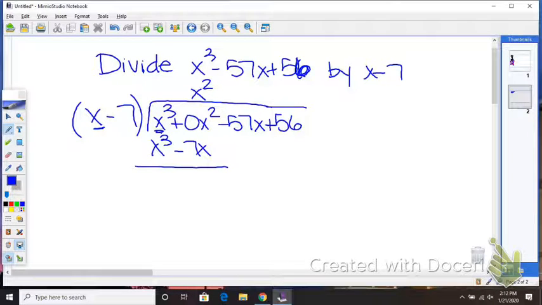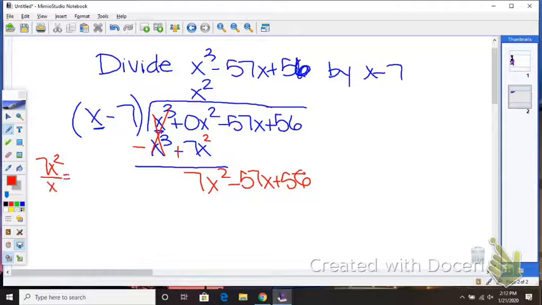And what do I need to do with my signs? Change the signs. So these two cross out. Lovely. And I get 7x squared minus 57x plus 56. Why am I messing up that 56 so bad? Then what am I going to divide now? 7x squared divided by x. Okay, what's 7x squared divided by x? 7x. So that's up here.